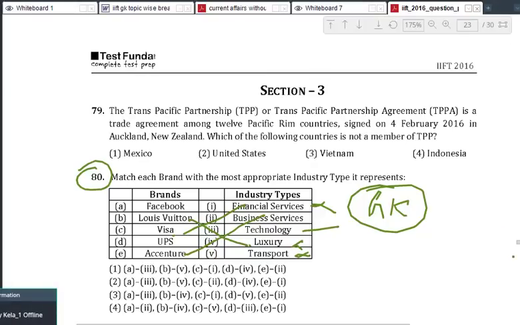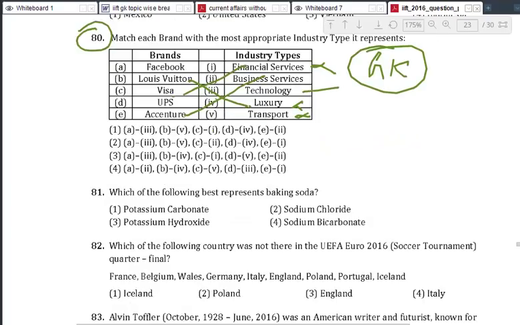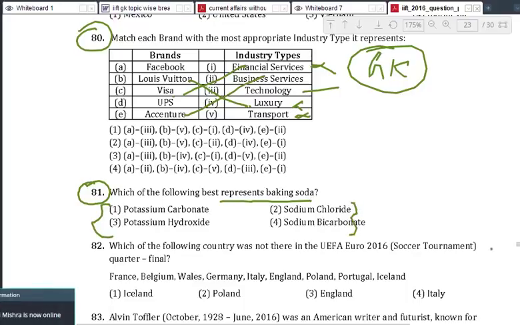So I hope you can see the kind of questions. Now look at this question. It came from, of course, the general science category. But again, I'm repeating this: anything like that is very much generic. Which of the following best represents baking soda? And then you have four options here. It is very much manageable, isn't it? It's not a difficult thing at all.